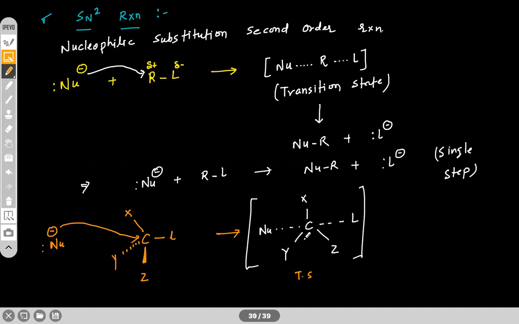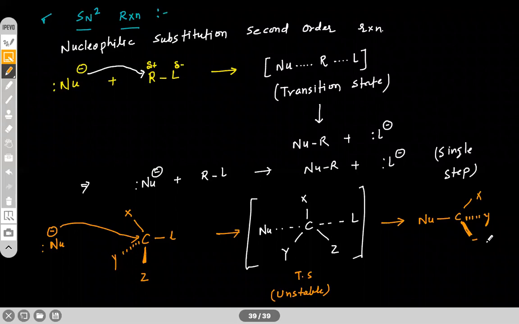You cannot even imagine this forms and then breaks down into the product or the reactant itself. So this is not possible. Hence, it is a highly unstable structure. Finally, this bond goes out and the nucleophile attacks from the backside. Carbon, X, Y, this is the product we get, plus L minus goes out.